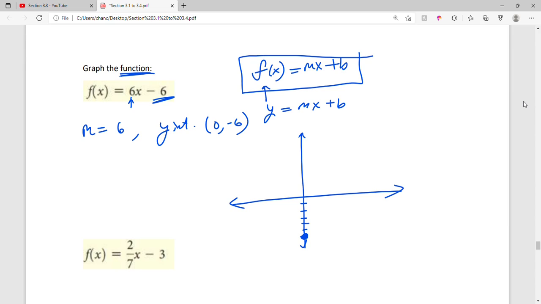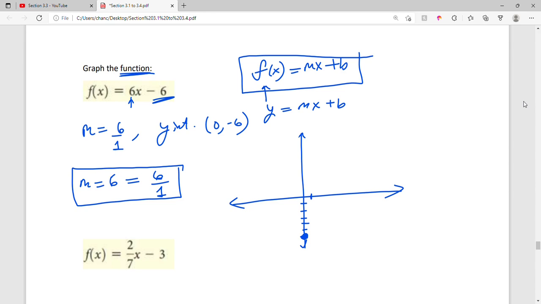And then I'll have a rise of 6 and a run of 1. Since my slope is 6, I can actually rewrite that as 6 over 1. So that's a good trick. If you can see that it's a whole number, just put it over a 1. That's going to be our slope.